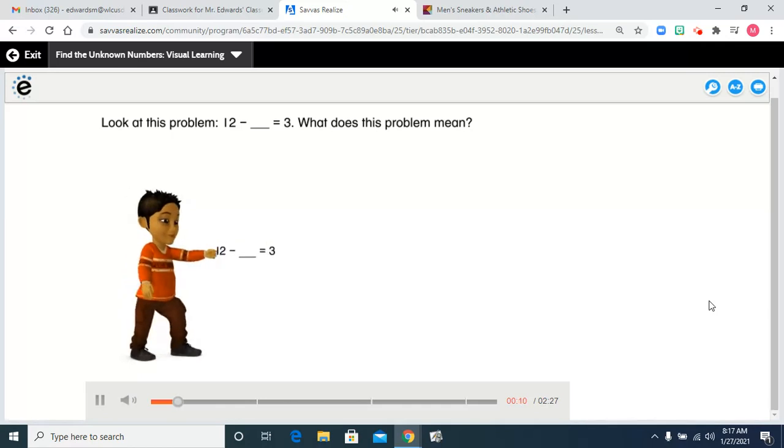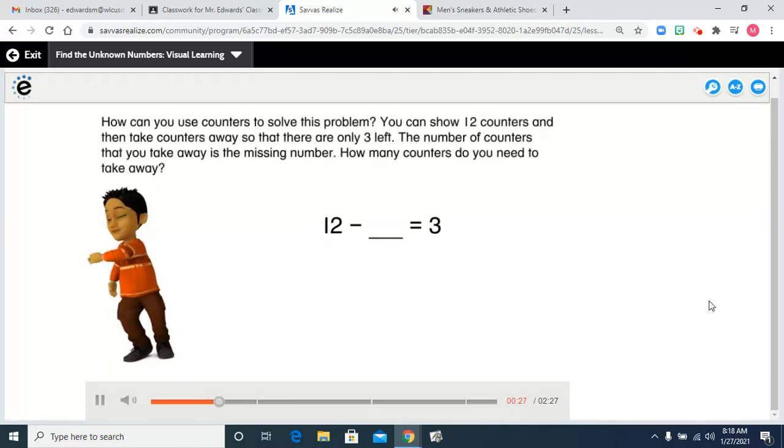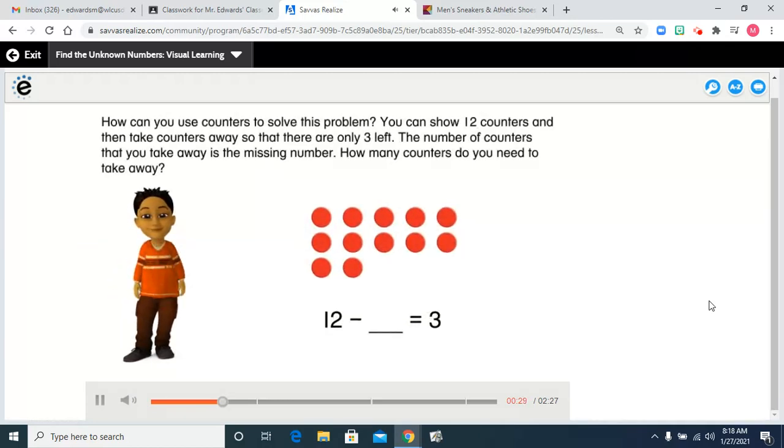Look at this problem. 12 minus blank is equal to 3. What does this problem mean? This means that 12 take away some number is equal to 3. How can you use counters to solve this problem? You can show 12 counters and then take counters away so that there are only 3 left. The number of counters that you take away is the missing number. How many counters do you need to take away?